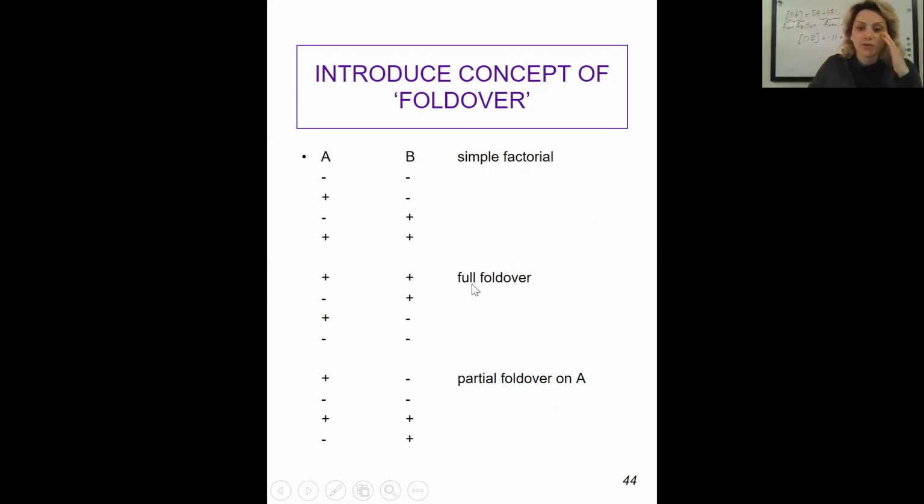And then the full foldover, when we say full foldover, we would have a mirror for B as well. So negative, negative, positive, positive would be positive, positive, negative, negative. We can have a partial foldover on A, where we would just fold over A. We don't do anything for B. So it would be positive, negative, positive, negative, and then negative, negative, positive, positive.